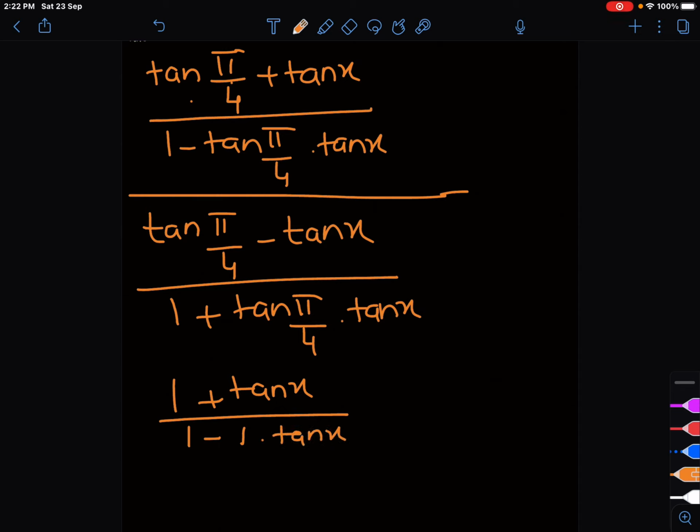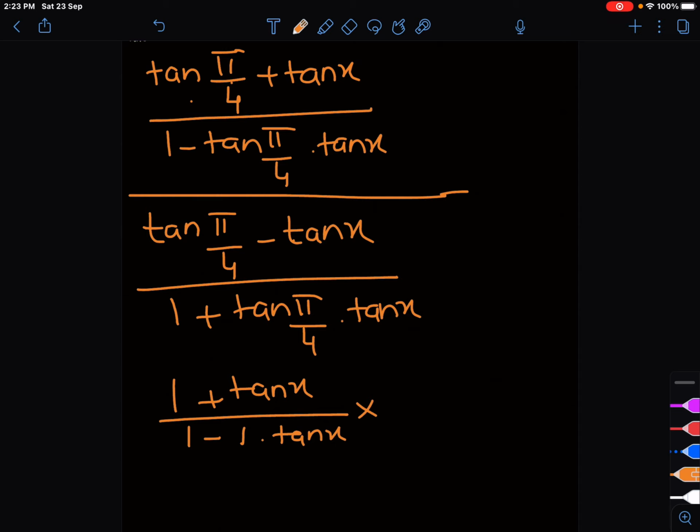Okay. Now this one I am just writing the reciprocal of this. Same thing, because we know a by b by c by d is equal to a by b into d by c. You know this, no? So simple thing you are going to apply. If the denominator is a fraction, you just multiply with the reciprocal of the fraction. So same thing we are going to do here. We are going to multiply with the reciprocal of this. So what we will be getting is 1 plus tan x by 1 minus 1 into tan x.